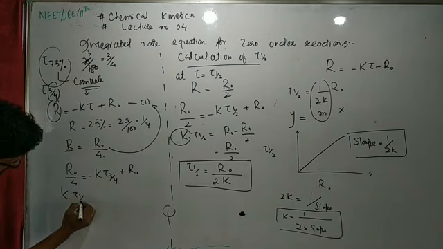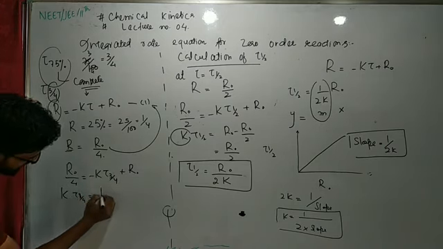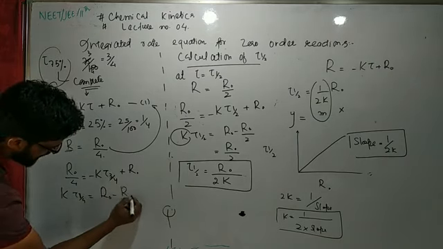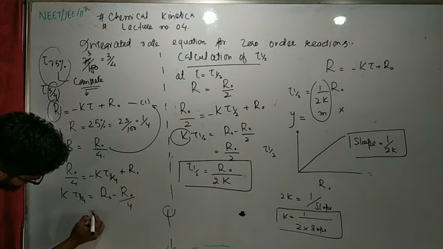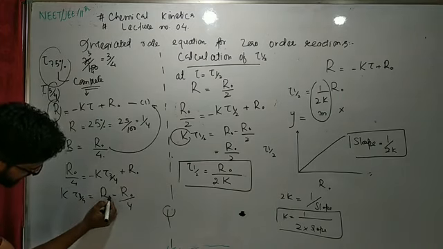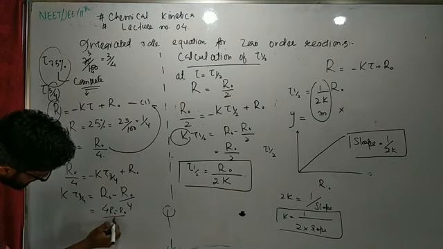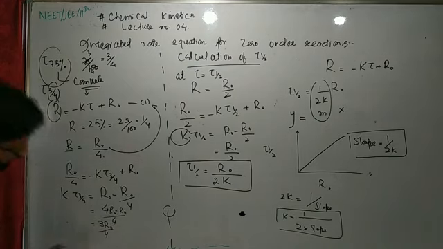K T half T 3 by 4. That will be equal to R naught, plus R naught by 4. That will be minus R naught by 4. That is equal to 4 R naught. 4 times R naught minus R naught divided by 4. That will be equal to 3 R naught divided by 4.